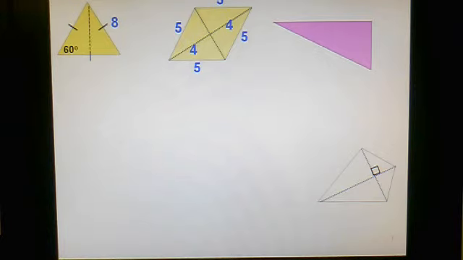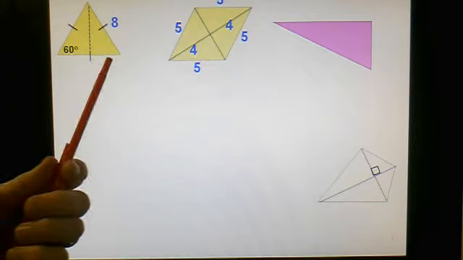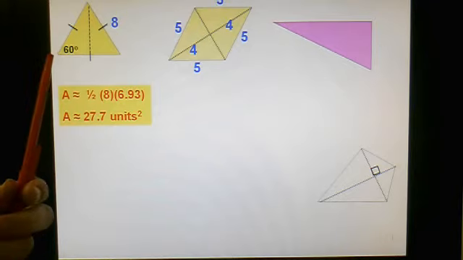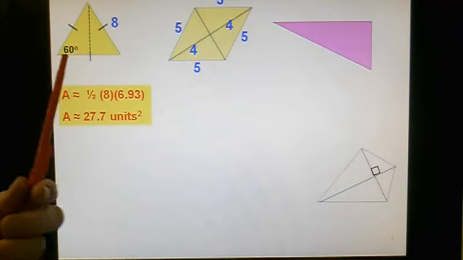Hopefully you've drawn an altitude on that shape. Originally this whole thing was 8. It's going to cut these two pieces, so they're both 4 now. And you actually have plenty of information on there to find the area of that triangle. This entire thing is 8. Each one of these are 4.